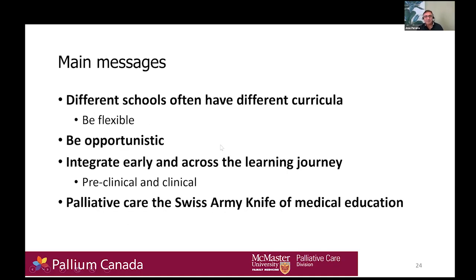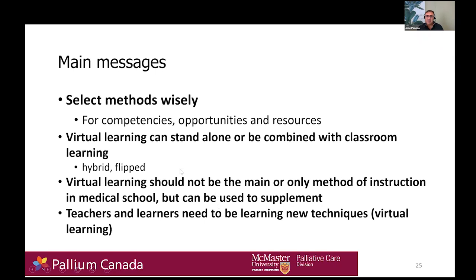So again, the main message, just to finish up, is that different schools often have different curricula, and we need to be flexible. We need to be opportunistic to find those opportunities in the different schools that let us in, where political doors open up for us and where practical doors open up for us. We've got to integrate it across the whole learning journey, preclinical and clinical. And lastly, in terms of virtual learning, there's many different methods we can use. I like the hybrid and flipped approach. We've got to choose them wisely.